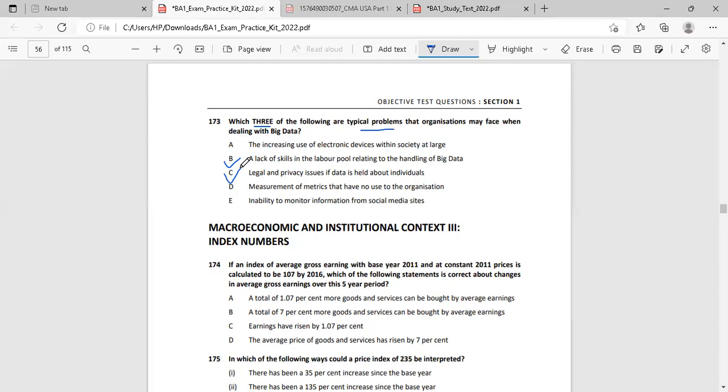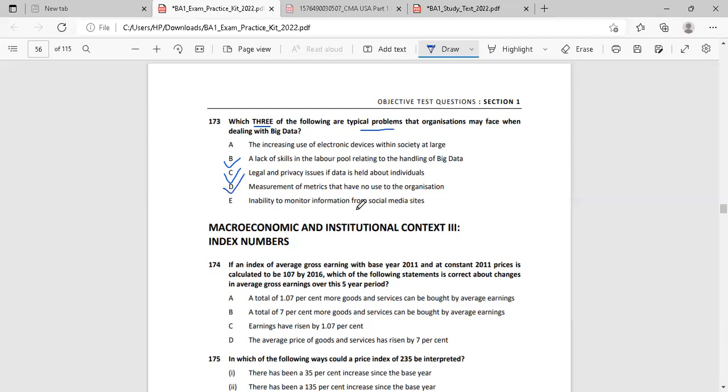Then the analysis begins. Because large data is collected, in that large data some of the metrics may be absolutely not useful for them, but they cannot streamline it and then eliminate the unnecessary data. It also comes as one part of the data. So any kind of metrics which are not related to the business or are not useful to the business, the measurement of metrics that have no use to the organization is again a problem to the organization.